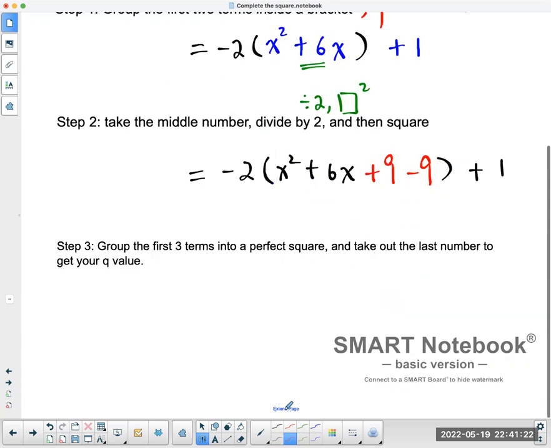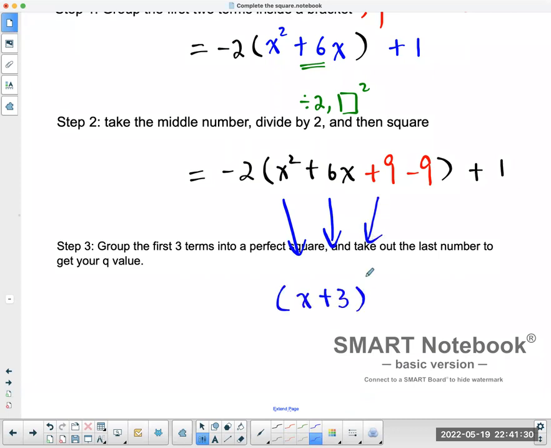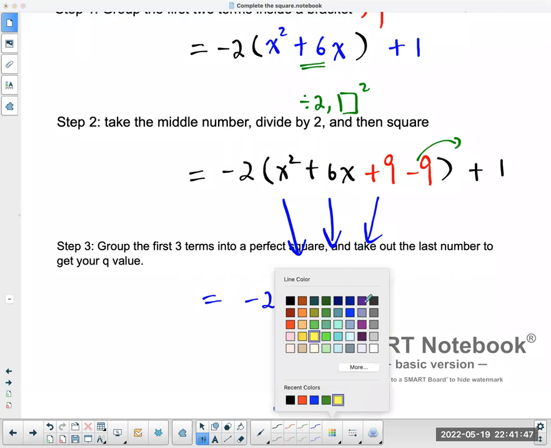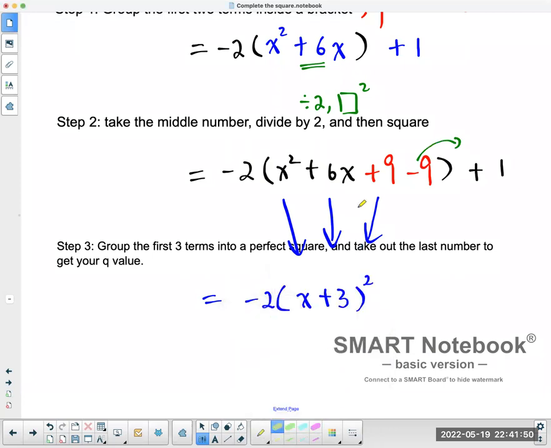Okay, now we're going to group off the first 3 terms into a perfect square. x squared plus 6x plus 9. Well, that's x plus 3 squared. You're still going to have the -2 on the outside. And here is the most common mistake in this question. When people take out the -9, you have to make sure you multiply by the a value. You see how the a value is multiplied by this bracket. So when you take out the -9, you have to make sure you multiply by the a value.